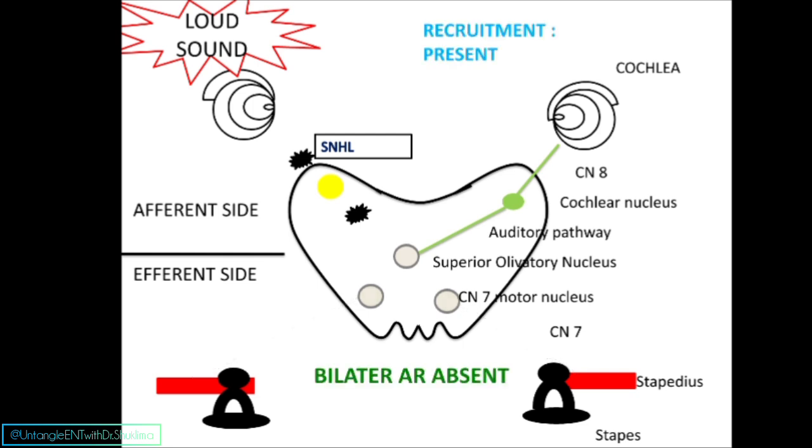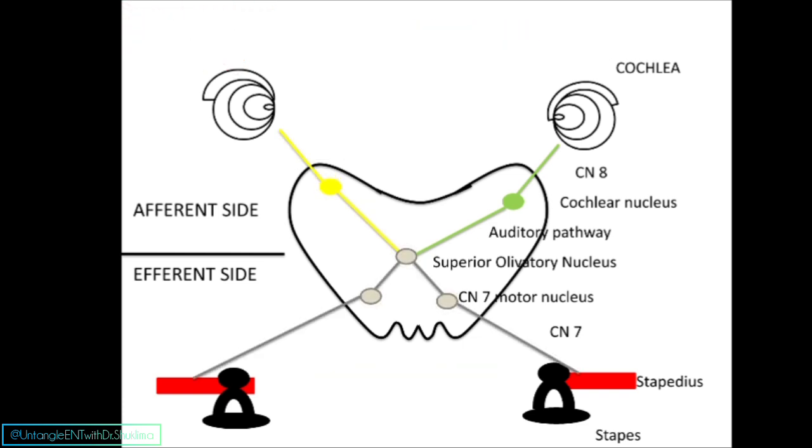But suppose this hearing loss is on the right side, but we are giving a loud sound on the opposite side, that is on the left side. In that case, the afferent side and efferent side are completely normal, so we will get a normal acoustic reflex.